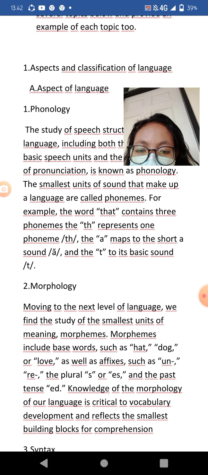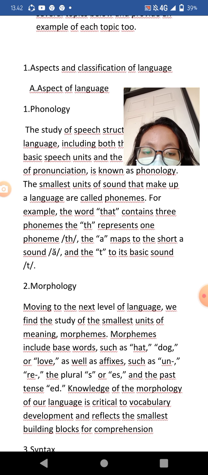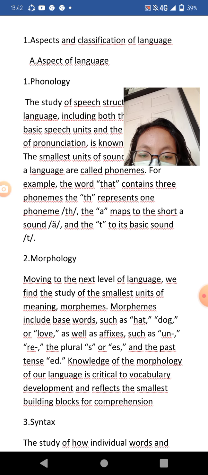Number two, morphology. Moving to the next level of language, we find the study of the smallest units of meaning, morphemes. Morphemes include base words such as head, dog, or love, as well as affixes such as un, re, the plural s, and the past tense ed. Knowledge of the morphology of our language is critical to vocabulary development and reflects the small building blocks for comprehension.